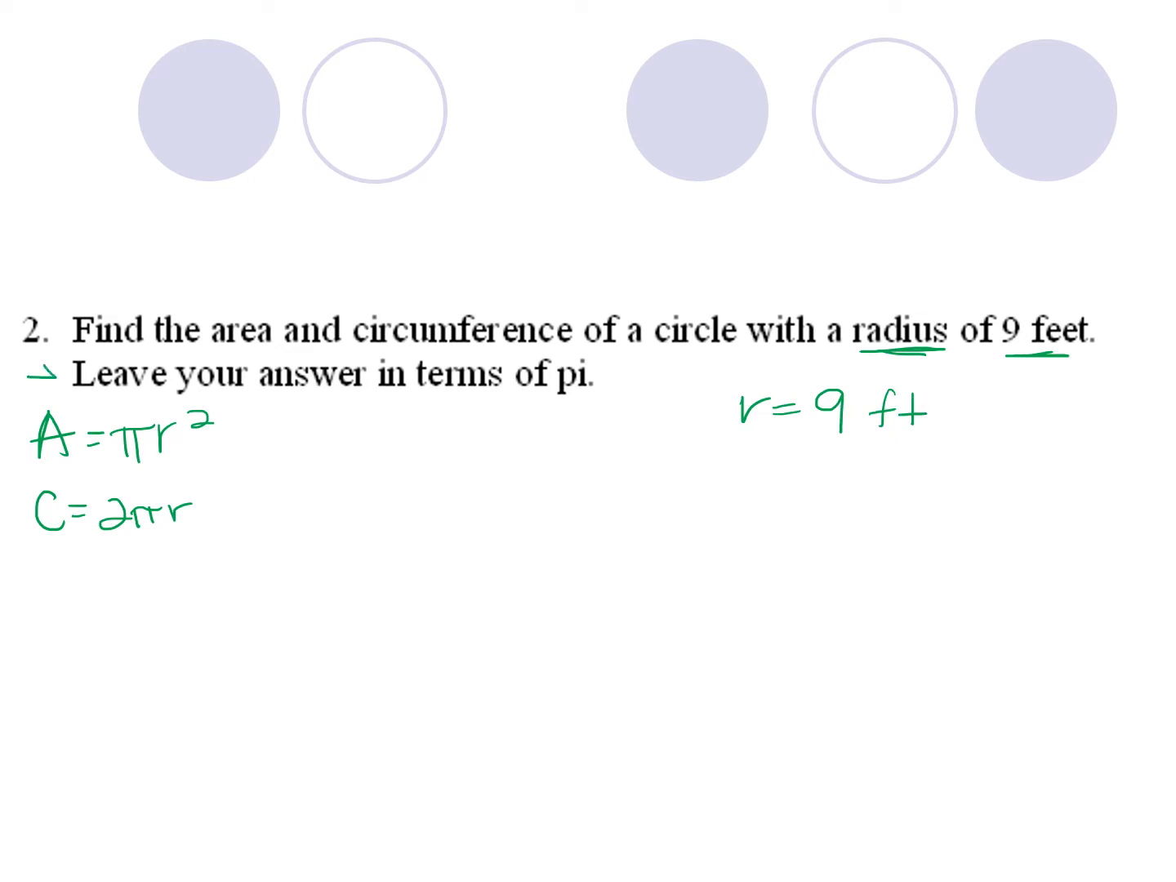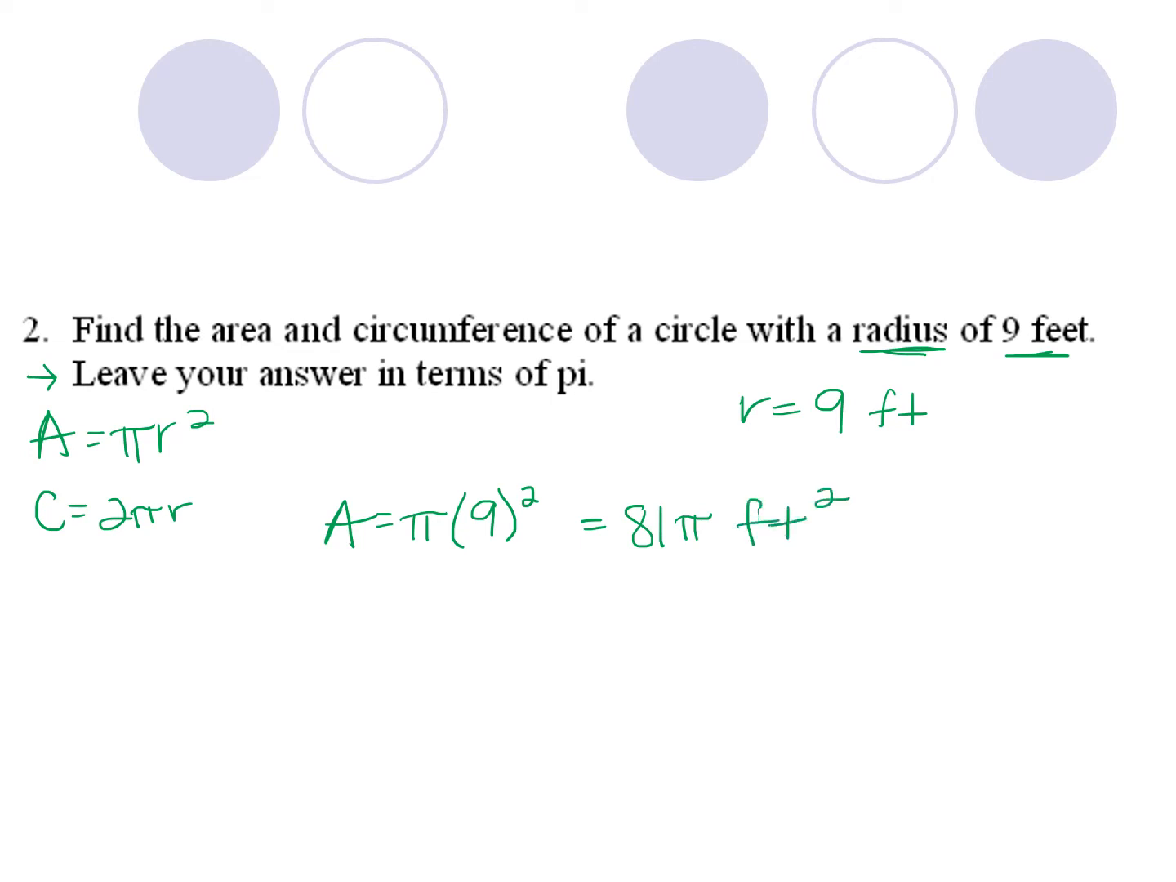This time it wants you to leave your answers in terms of pi. Instead of going all the way to the decimal, it's asking you specifically to leave it in terms of pi. So again, let's just start off by plugging in for what we know. So pi, r in this example is 9 squared. So 9 squared would be 81 pi. And again, it wants that answer in terms of pi, so we do 81 pi feet squared because we are talking about area.